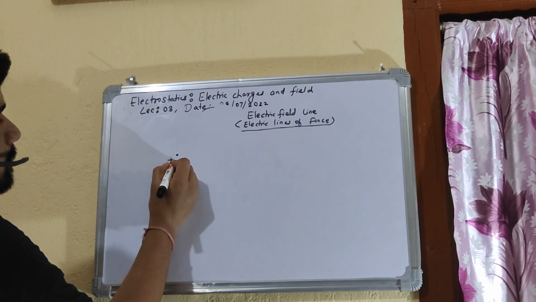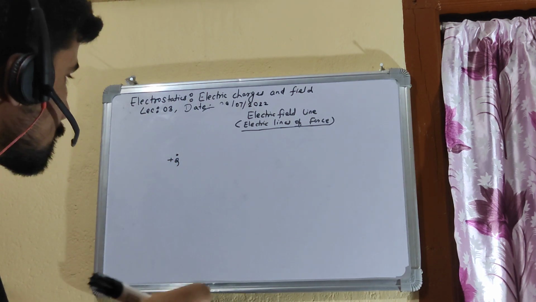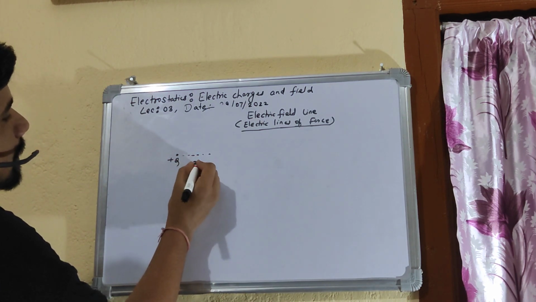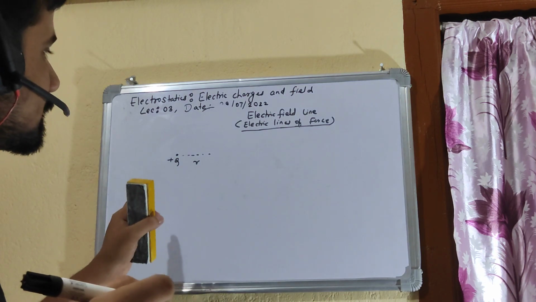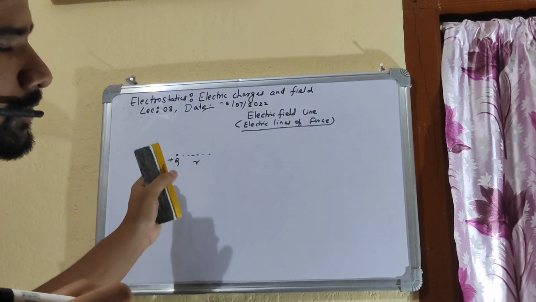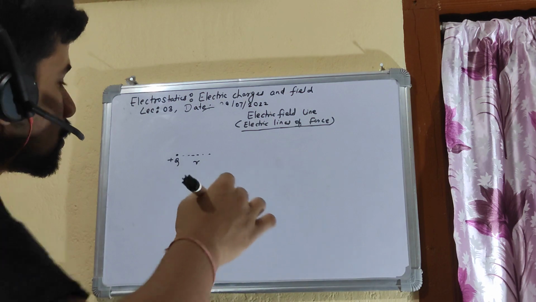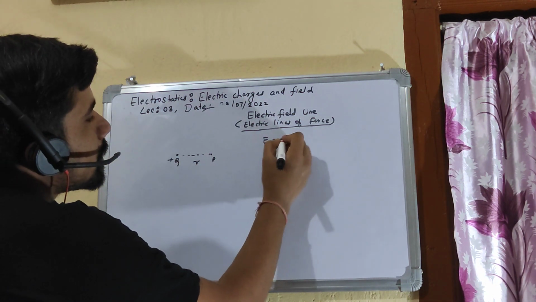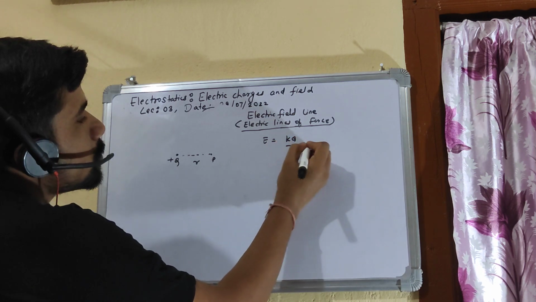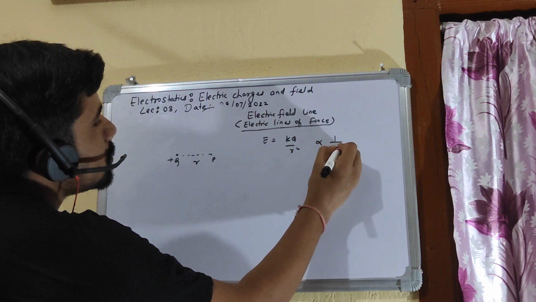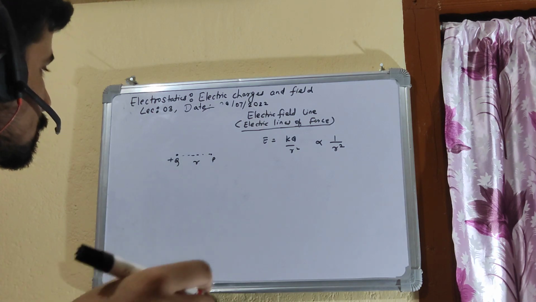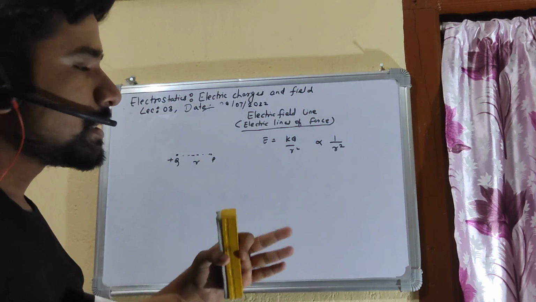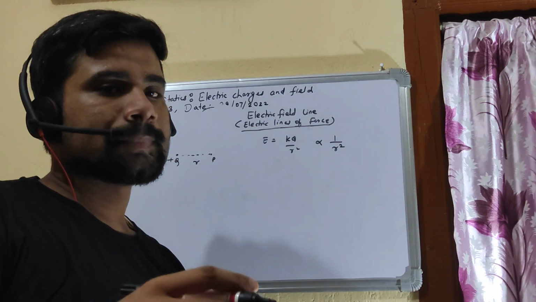Plus Q charge, plus capital Q, right? So at any point in the space, this R, let's say this R is a variable. It can be very near to Q or very far from Q. So the electric field at any point P will be given by KQ by R square. So you can see that this is inversely proportional to the square of distance, right? So as we go away from the charge, the strength of the field will keep decreasing, right?